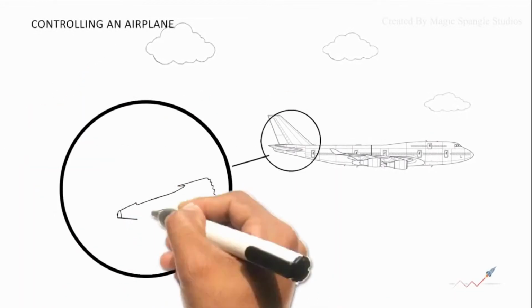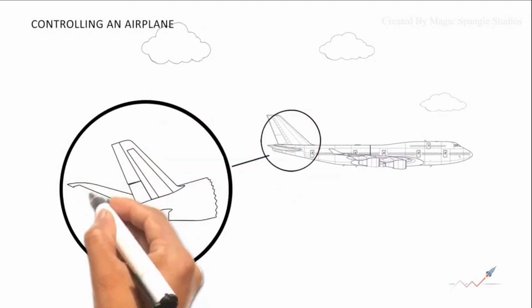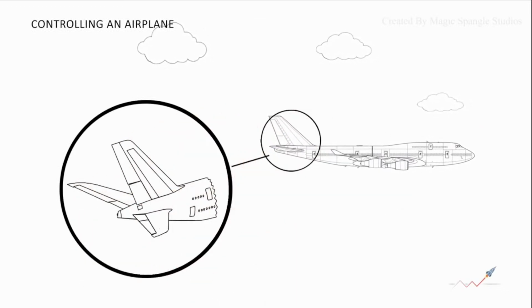Controlling the airplane. So what are the components in an airplane which control the flight, direction, and height, and maintain the equilibrium? It's elevator, rudder, and aileron.